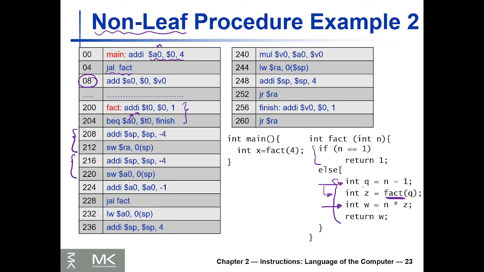Okay, so to do this calculation, we store the first a0 into the stack. Good. Then after that we do the calculation q equal to n minus 1, or a0 minus 1. So basically what I'm gonna do here, I'm gonna add a0 to minus 1 and assign the result to a0. So a0 now becomes a0 minus 1, or n minus 1. Then we code this one: int z is equal to factorial of q.